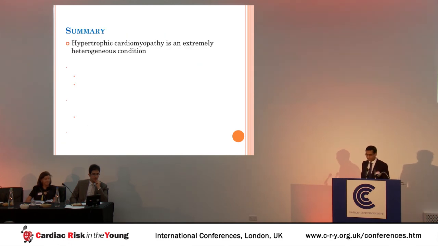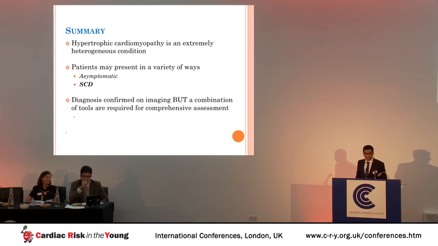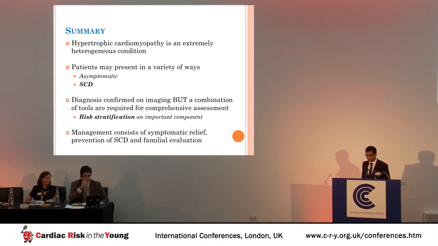So just to summarize, hypertrophic cardiomyopathy is an extremely heterogeneous condition, and patients can present in a wide variety of ways. They may be completely asymptomatic or present with sudden cardiac death. And the diagnosis is confirmed on imaging, but a combination of tools is required for comprehensive evaluation, and risk stratification is an important component of this. And finally, management consists not only of treatment of the patient and symptomatic relief and prevention of sudden cardiac death in them, but also familial evaluation.